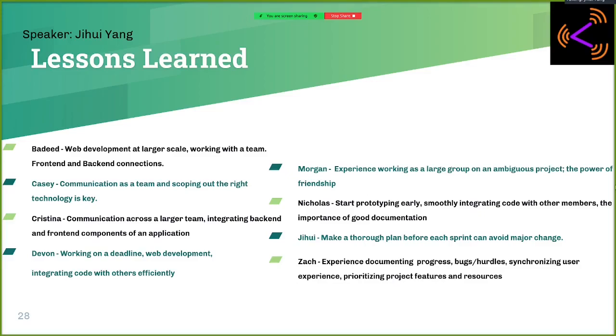Morgan's lessons learned are about experience working as a large group on an ambiguous project, and the power of friendship. Nicholas's lessons learned are about starting prototyping early, smoothly integrating code with other members, and the importance of good documentation. My lesson learned is to make a thorough plan before each sprint to avoid major changes. Zach, our team leader, learned about documenting progress, boxing hurdles, synchronizing user experience, and prioritizing project features and resources.